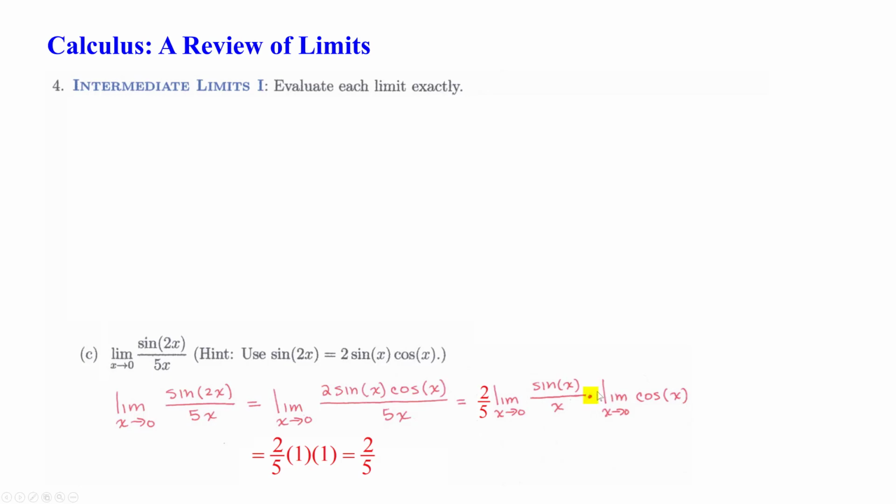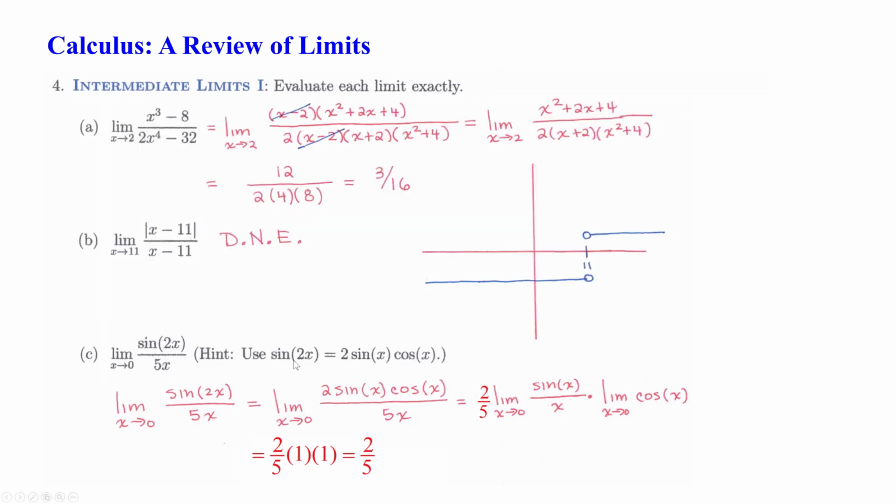Now again, this is the way we write it, but technically this separation is only valid if both of these limits exist, which we know they do. This is 1. And this limit is achieved by functional evaluation. It is also 1. So the final answer is 2/5. It's a nice example of using a well-known trig identity.